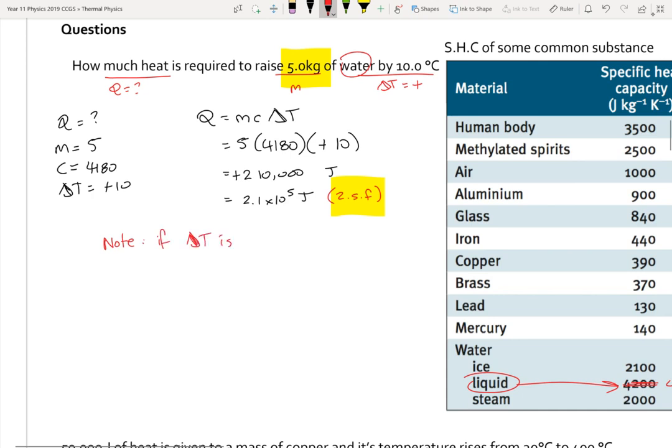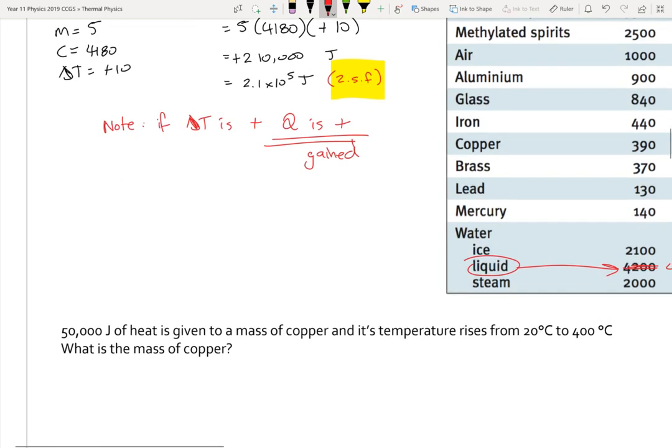So just a little note here. If delta T is positive, Q is positive, and that means we've gained heat. If delta T is negative, then Q is negative, and that means we've lost heat. Let's try and draw that a little bit neater than what I've done.